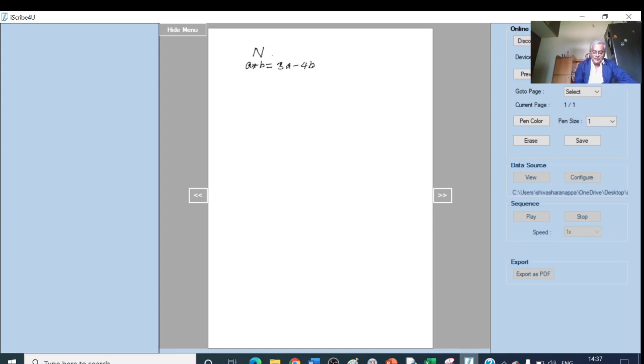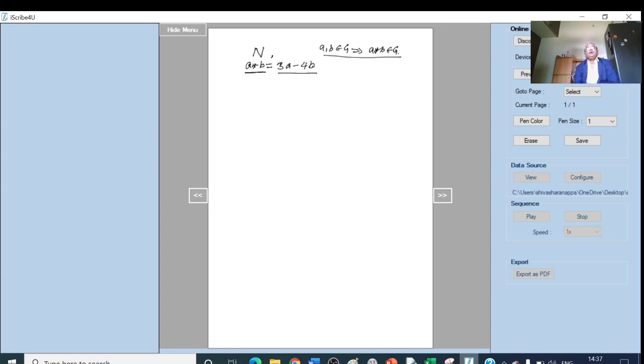So what is our closure law? That is binary operation. If A, B belongs to G, implies that A star B also belongs to G. Then we say that star is a binary operation. So here star is defined as A star B equal to 3A minus 4B. Is this a binary operation? I say it is no.